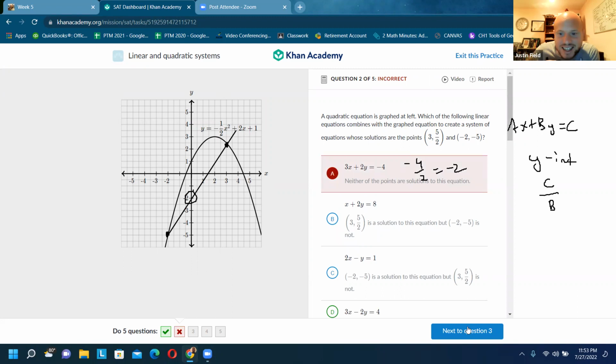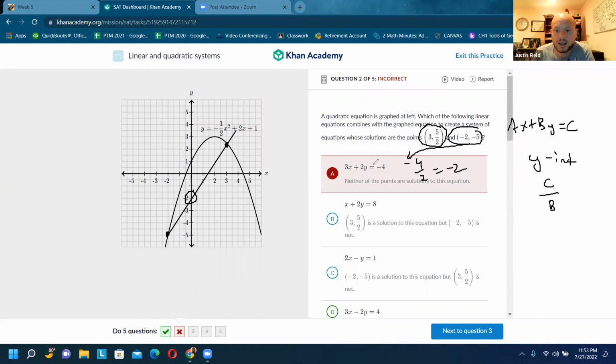I am not. Neither of the points are solutions to the equation. What did I do wrong? Okay. -4/2 is -2. And that is the y-intercept. But it says neither of the points are solutions to that equation. So I should have been more careful to substitute in the points and make sure that they are solutions to the equation. I should have at least checked one.